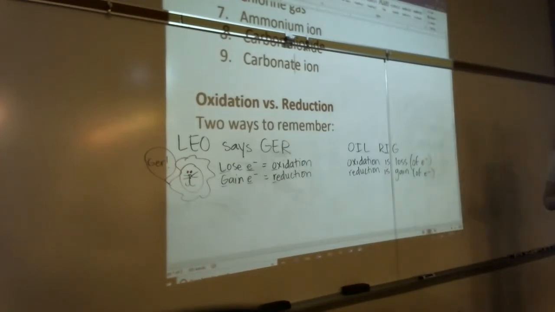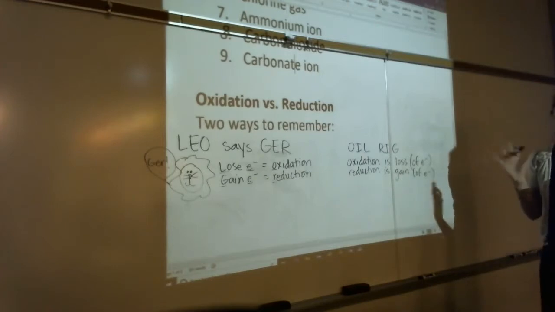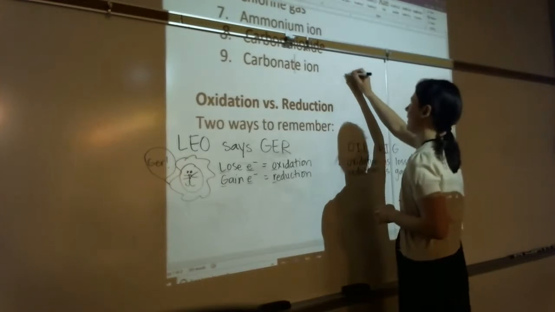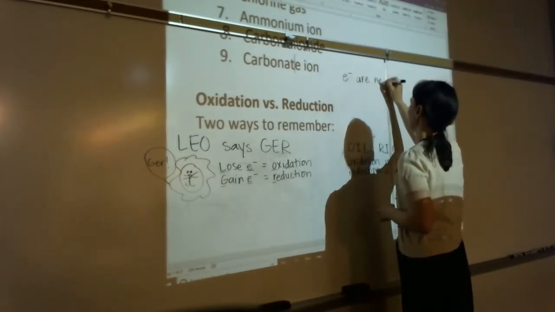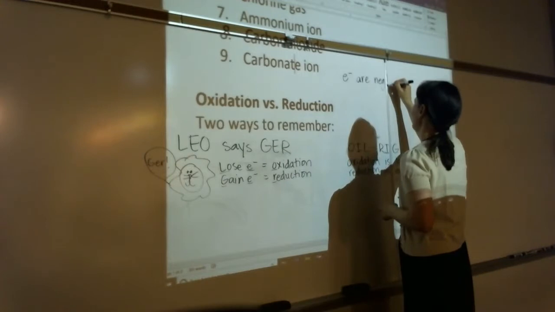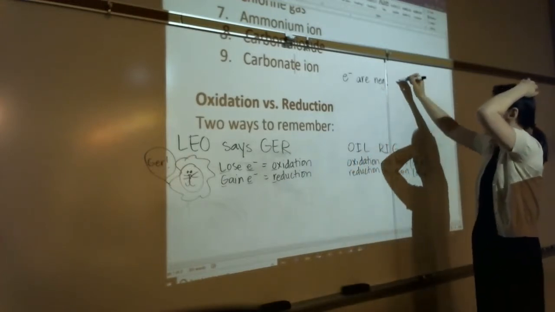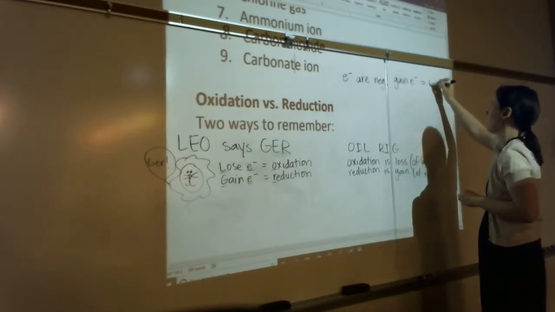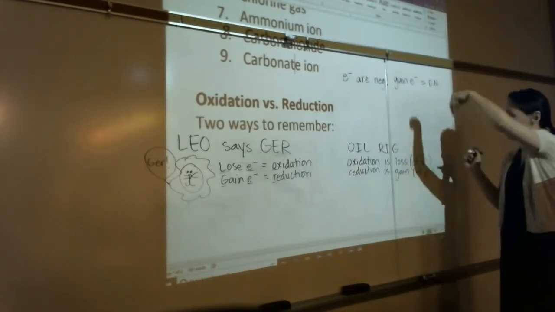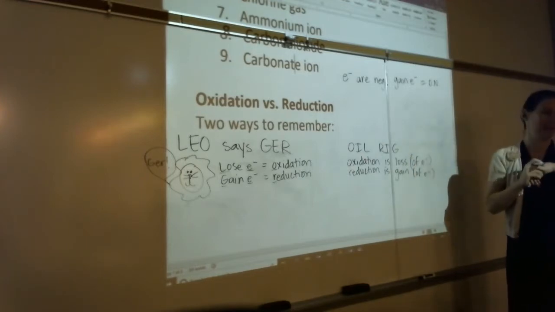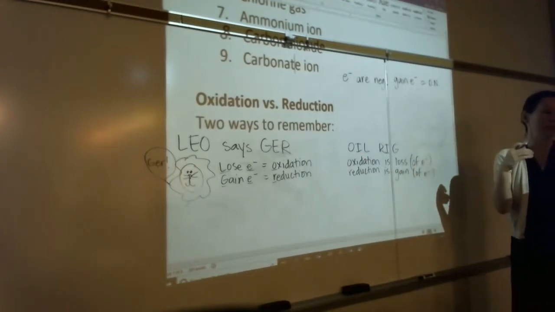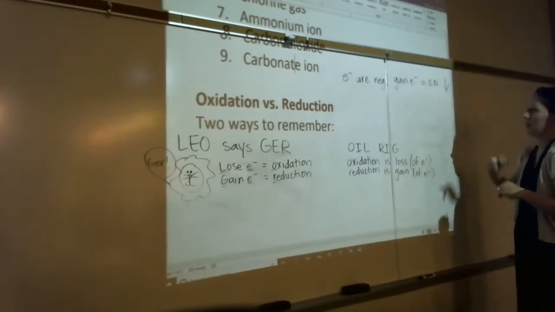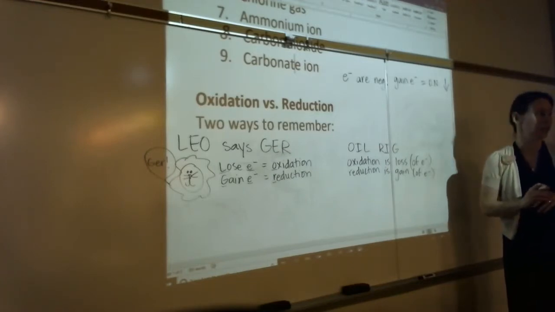Now, the thing you need to keep in mind, and I don't care which method you use, either one works, is that electrons are negative. So if you gain electrons, is your oxidation number going to go up or go down? Electrons are negative, so if you gain something negative, it's going to go down. If you gain electrons, your oxidation number goes down.